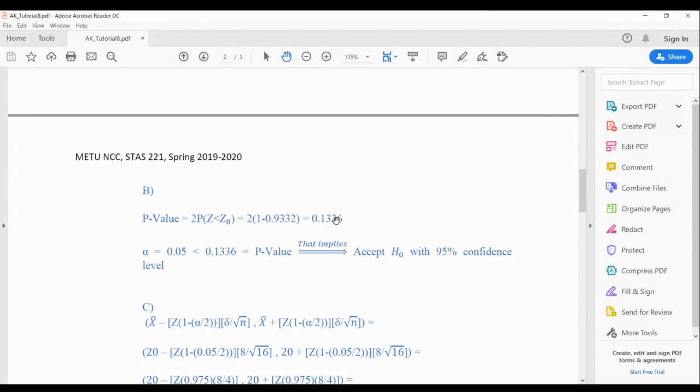Now let's compare it with our alpha. We see that the p-value is more than our alpha. So there is not enough evidence to reject H0. So we accept H0 with 95% confidence level.